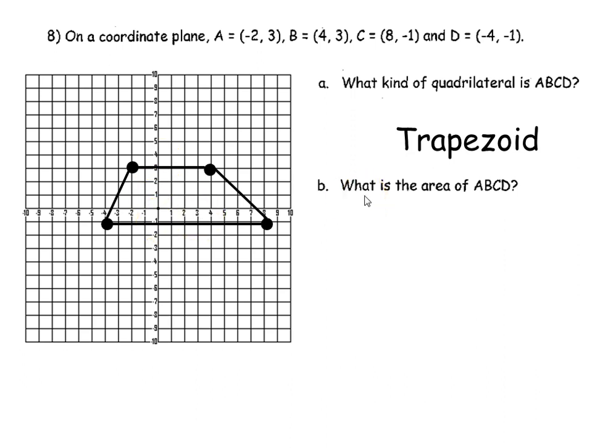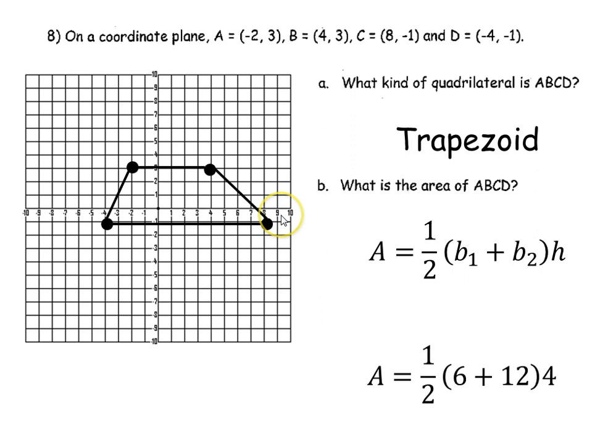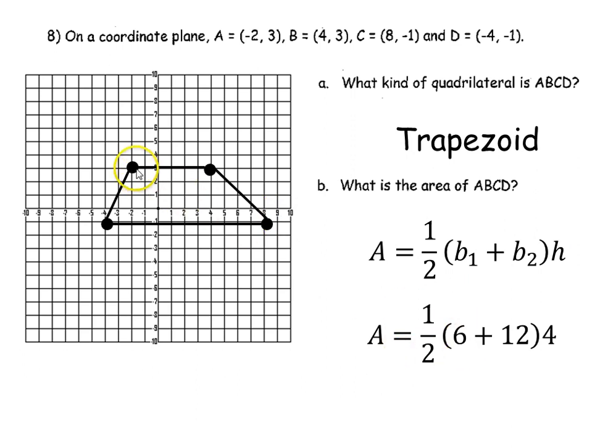Then we ask, what is the area of ABCD? Well, you need to know the formula for the area of a trapezoid, and the formula for the area of a trapezoid is 1/2 times base 1 plus base 2, which are the 2 parallel sides, times the height of the trapezoid. Base 1 can either be this side or this side. Those two bases are 6 units and 12 units. This one I counted as 6: 1, 2, 3, 4, 5, 6. This bottom one is 12: 1, 2, 3, 4, 5, 6, 7, 8, 9, 10, 11, 12.